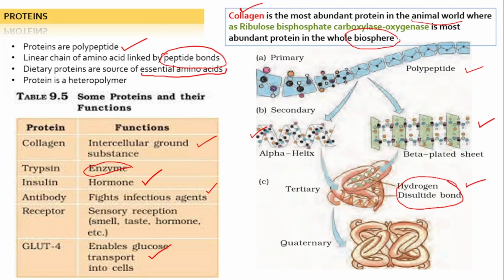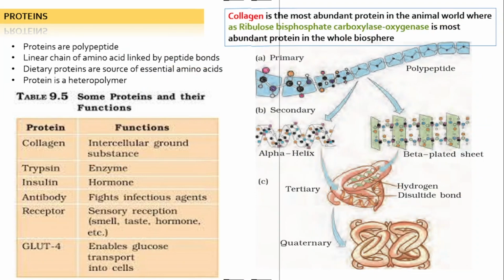Here, which of the following proteins is involved in glucose transport into cells? GLUT4 is involved, it enables glucose transport into cells. And we have antibody, and trypsin also. Trypsin is an enzyme, and collagen is an intercellular ground substance. So this is what we understand from these different proteins and their different functions.